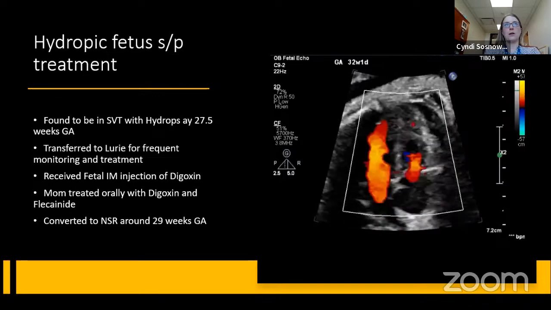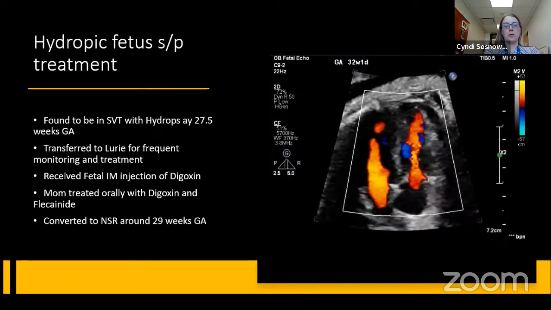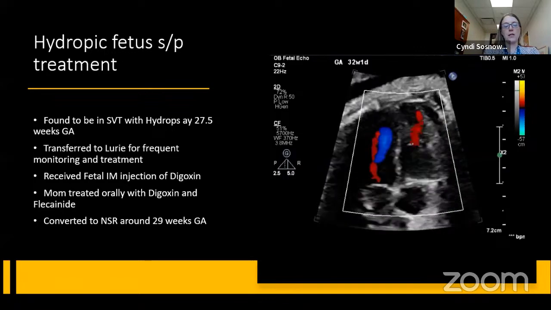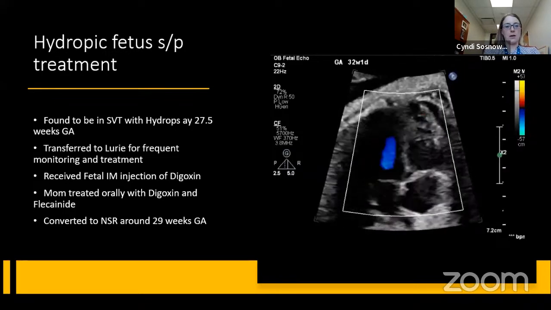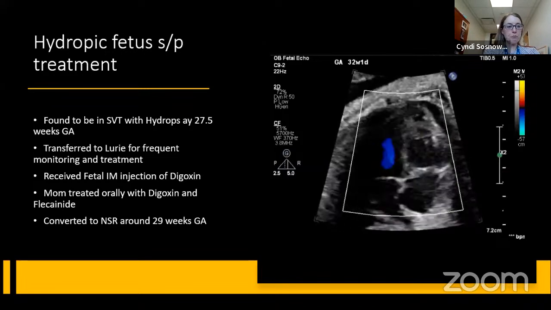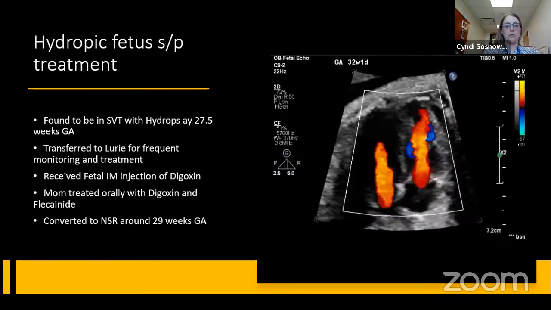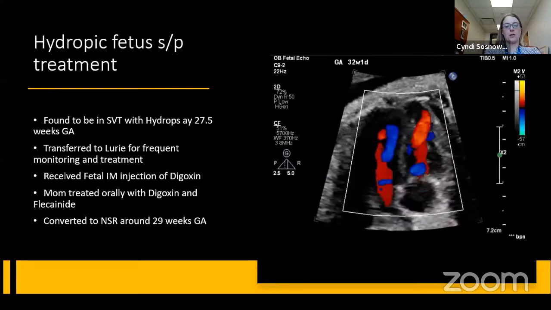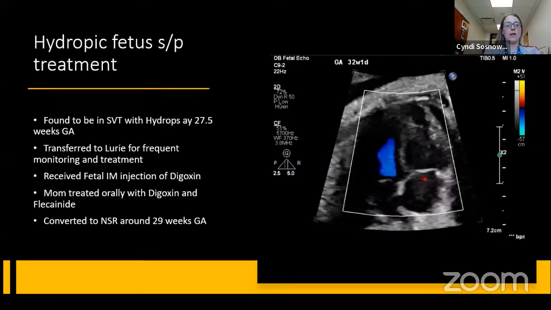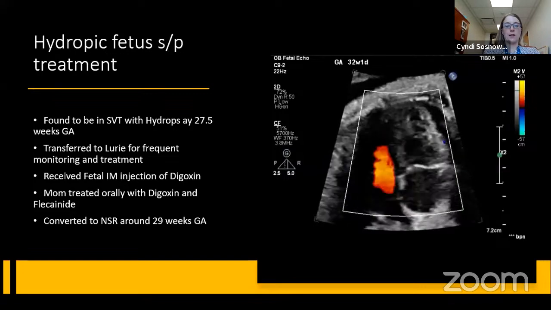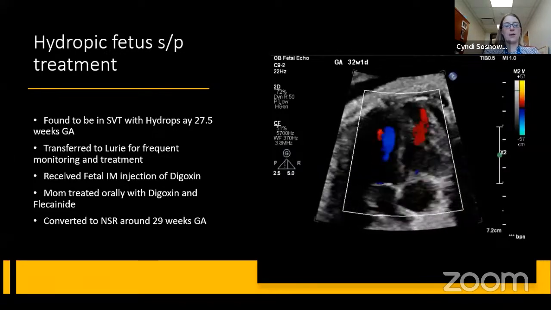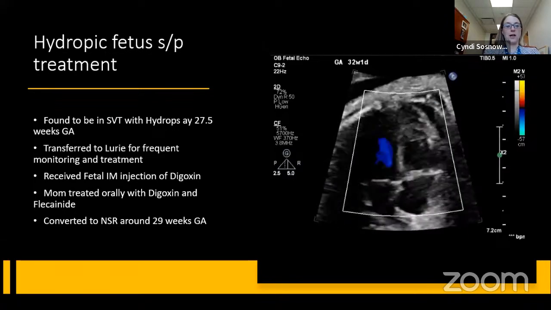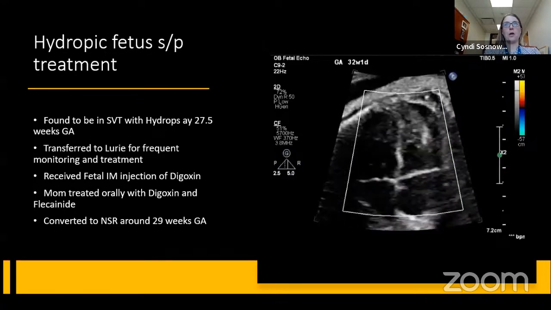And again, because of the level of care this baby would need, as well as the difficulty of treating SVT with hydrops, she was transferred to our Lurie team with the EP guidance as well. This fetus was rather difficult to treat, I think just because the hydrops was so significant. Mom was started on digoxin and flecainide, but they also did a fetal IM injection of digoxin, and I'm not as well versed in that, but they really needed to break the rhythm.